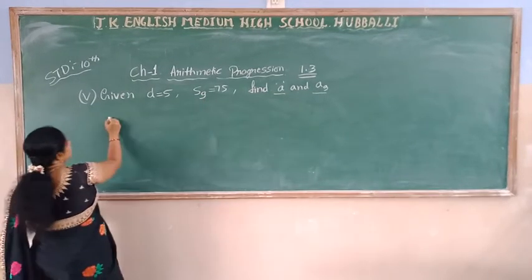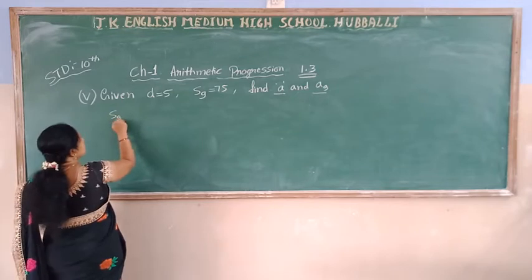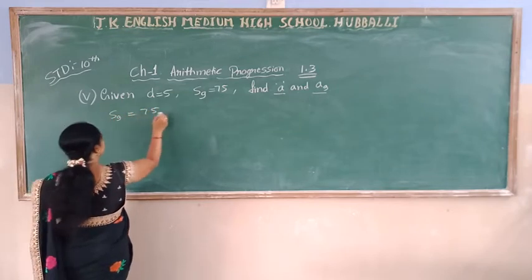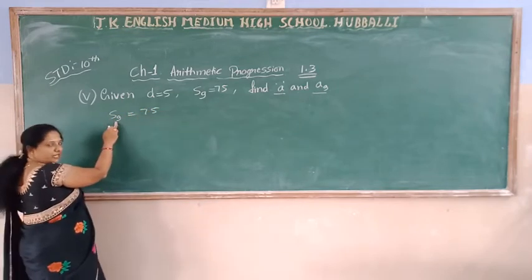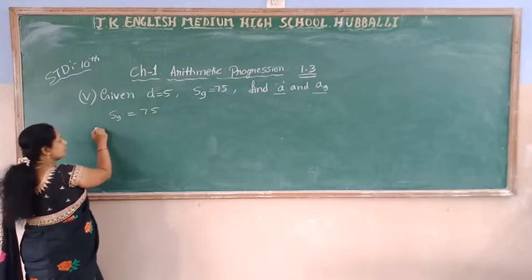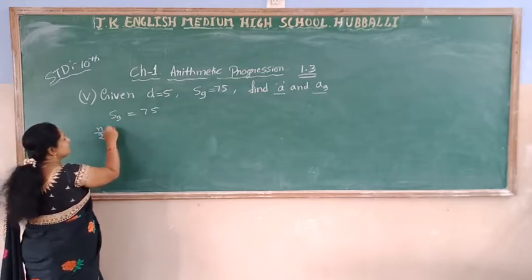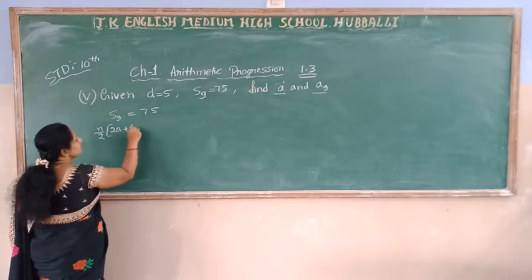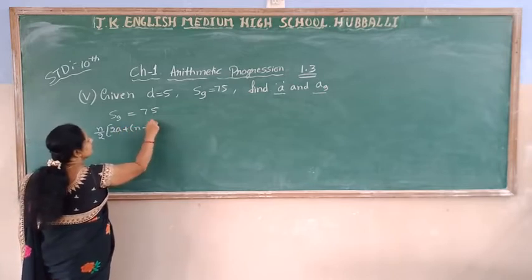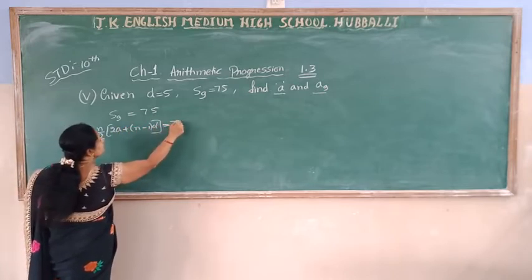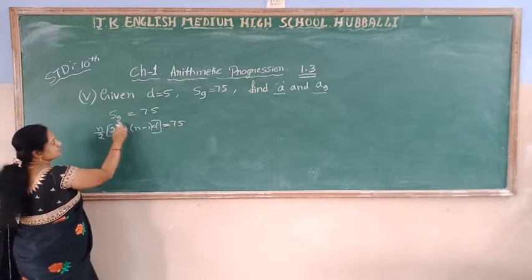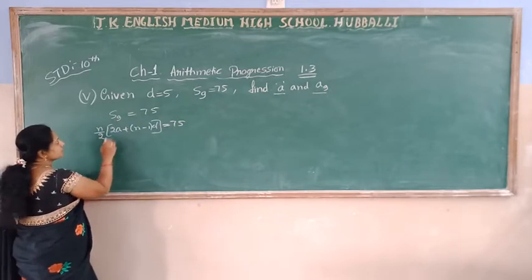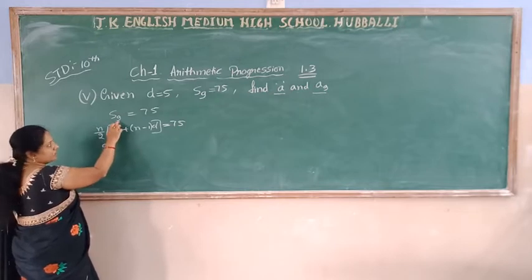By using that, I can write S9 is equal to 75. To find the sum of 9 terms, I can use the formula n by 2 into (2a plus (n minus 1) into d) is equal to 75. Sum of 9 terms means n value becomes 9. So in place of n, 9 is there.